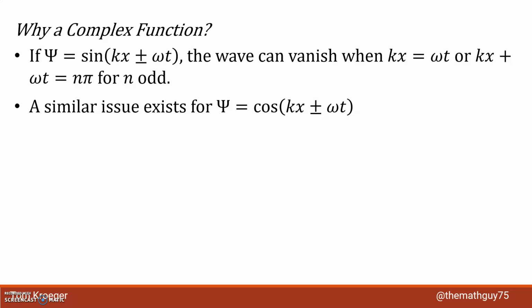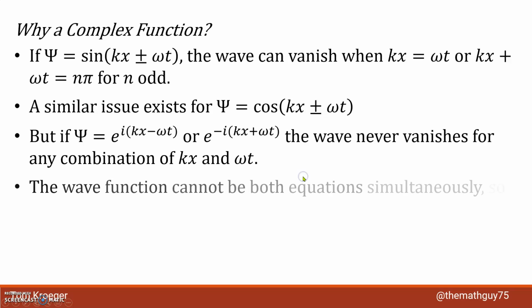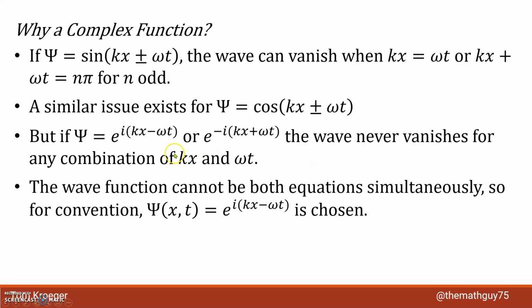There are points where the cosine goes to 0, and the wave would disappear, which, from observation, we know doesn't happen. So the other option for a wave function is an exponential. An exponential won't vanish for any combination of kx and omega t. It's always going to be something that exists. Even if they go to 0, you're still going to get a wave function. And so by convention, it's chosen the first option here, with the positive i. That's what most scientists will use for the wave function, and they modify it from there.